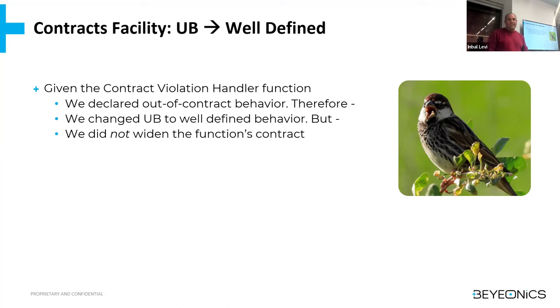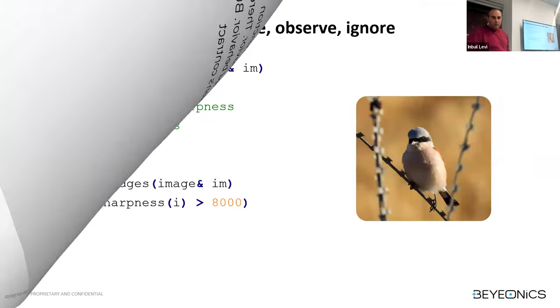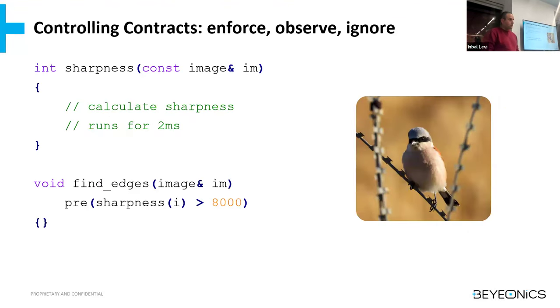So we declared the contract violation, and therefore we change undefined behavior into a defined subset of undefined behavior. What we declared is out of contract. And it's very important to understand that we didn't widen the contract because the function itself still doesn't know what to do with the violation. It's not that now we know how to take the square root of negative numbers or something in this direction. We still don't know how to produce correct output with the given input. But it's not undefined. Something has happened, and when the violation handler finishes, the control gets back to the caller of the function.